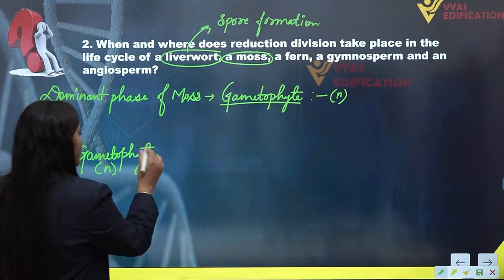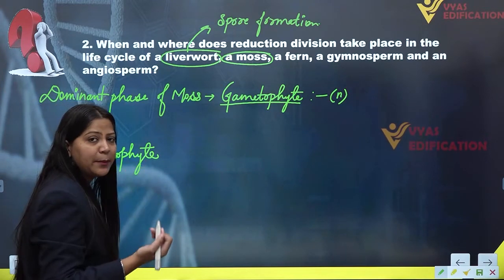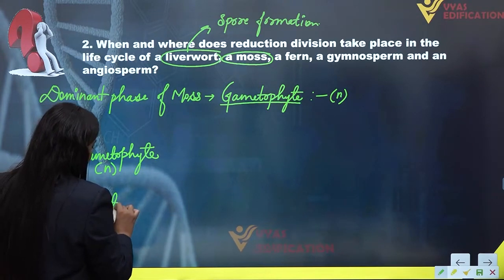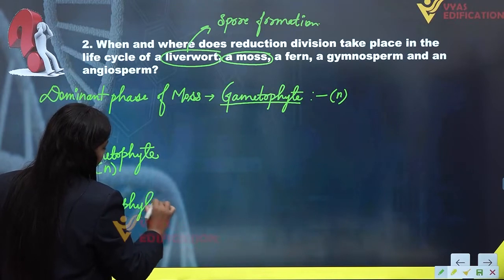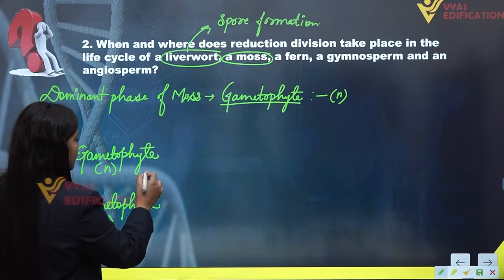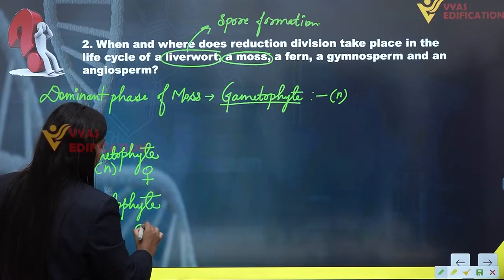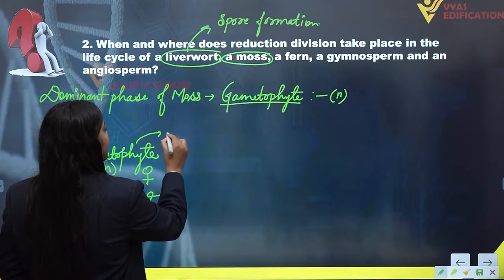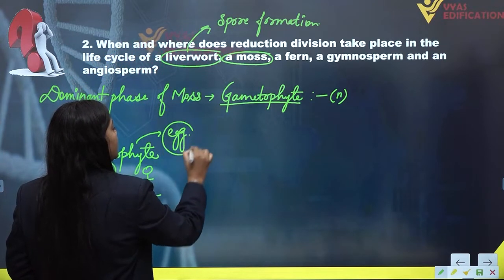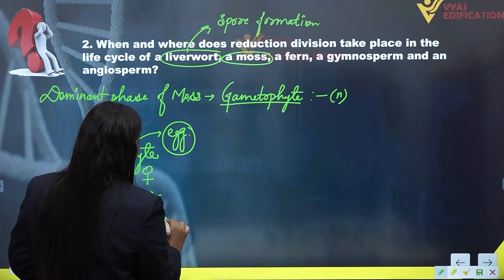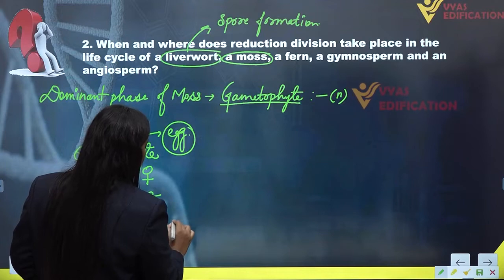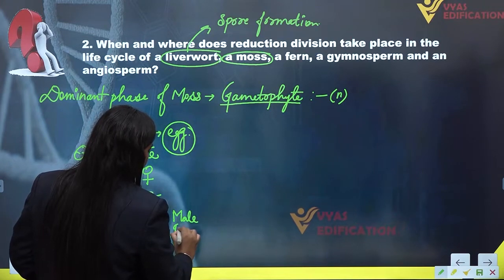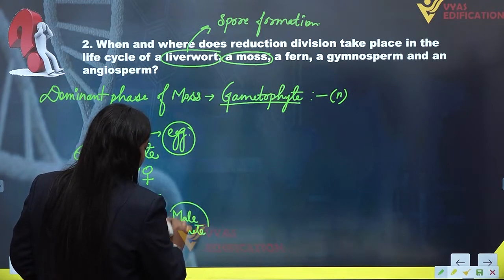Now what happens? We have two types of gametophyte, a male gametophyte and a female gametophyte. Let's suppose this is a female and this one is a male. Now, inside the female gametophyte, an egg cell will be produced, and inside the male gametophyte, a male gamete, antherozoid, will be produced.